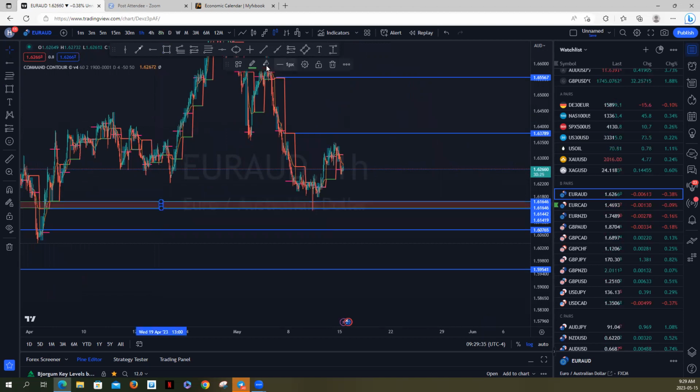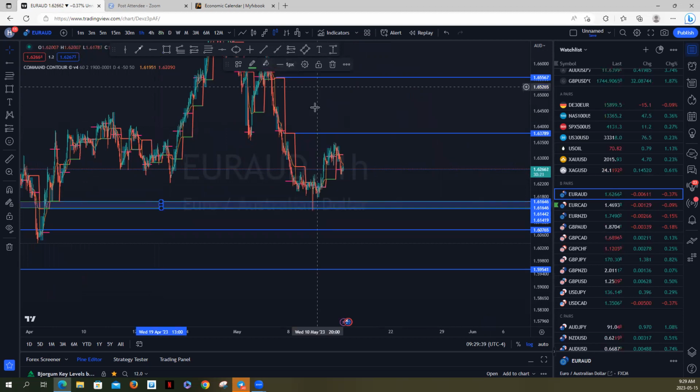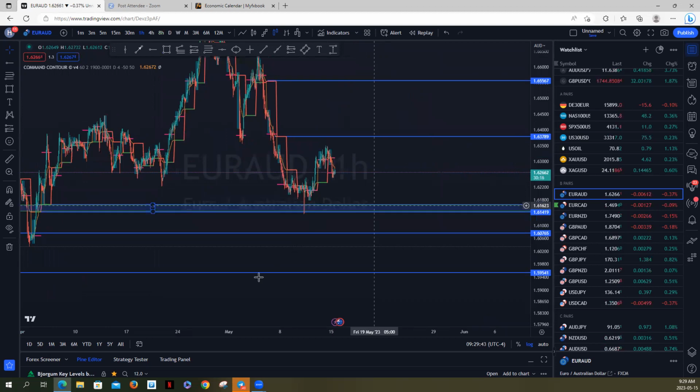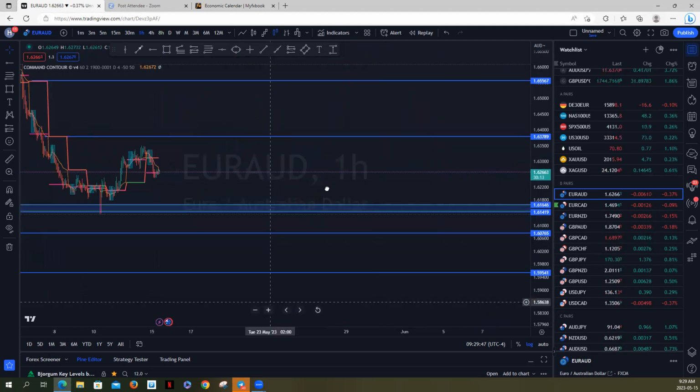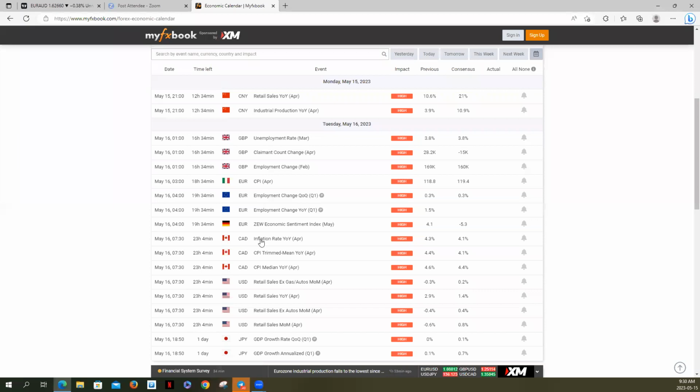I'll fill it as a different color. It's blue, so I know, okay, that's a Command Contour zone. And now we just wait, right? So here's the thing now. The Euro CPI is in almost a day from now.